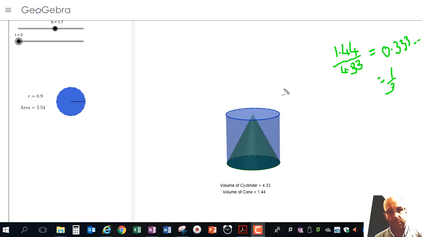So the volume of a cylinder is 3 times the volume of a cone, or in other words, the volume of a cone is a third of the volume of a cylinder if you've got the same height and radius.